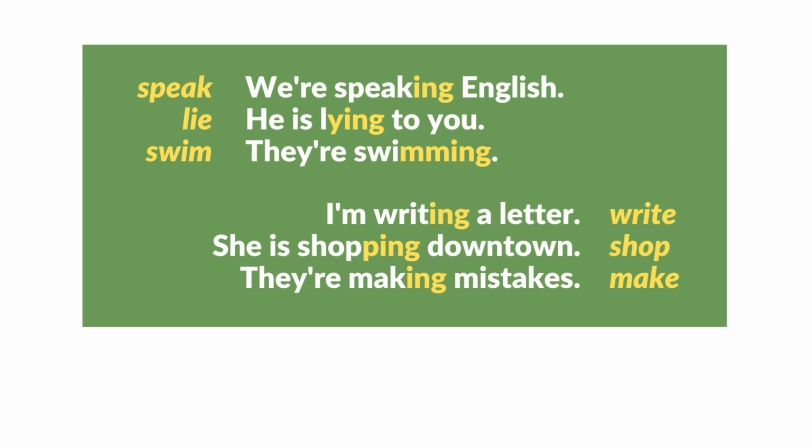swimming with double M. Now I'm writing a letter. Write ends in letter E. We remove letter E and we add ing, writing. She is shopping downtown. Shopping ends in consonant, vowel, consonant. We double the final letter. Shopping with double P. And finally, they're making mistakes. Make, the verb make, ends in letter E. We remove letter E and we add ing, making.